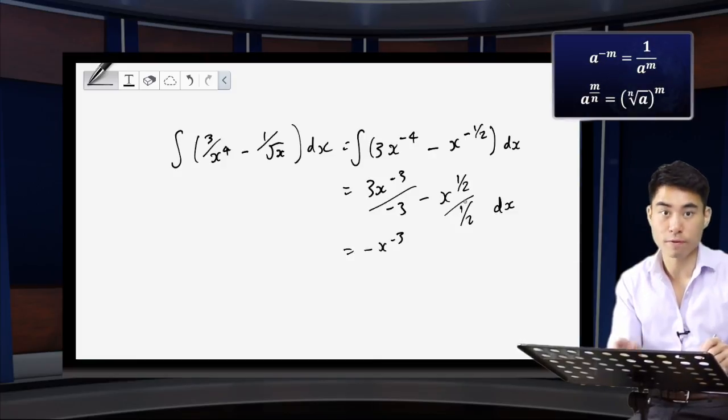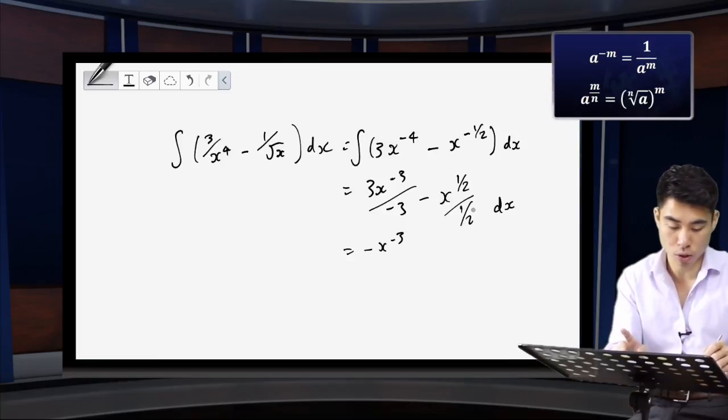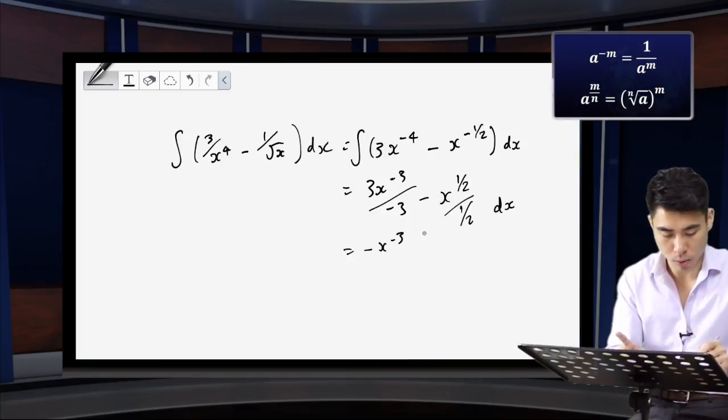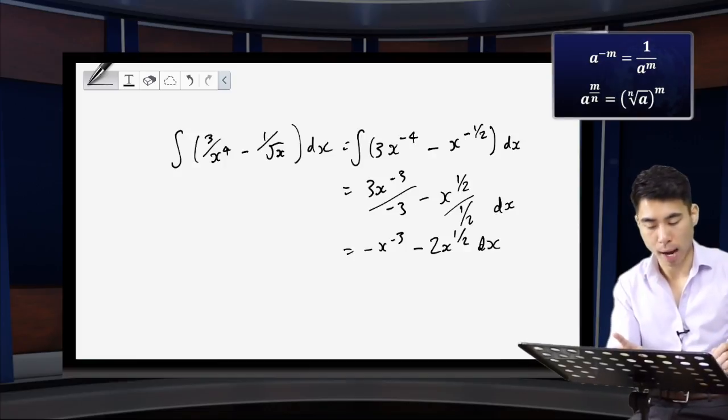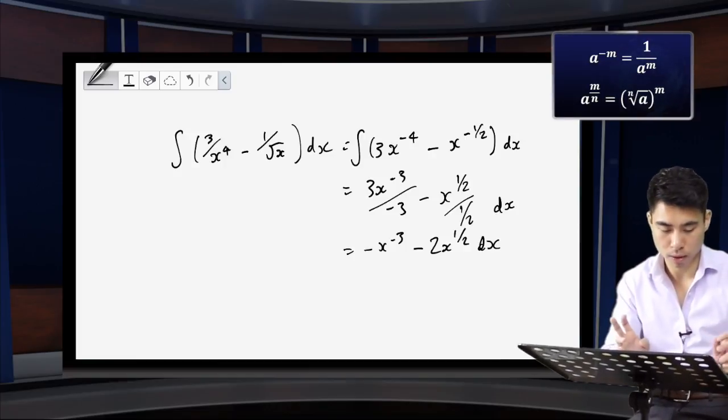Again, we don't like fractions within fractions, so rather than having this fraction on the bottom, I can flip it over, bring it out to the front, minus 2 over 1, or just 2x to the half dx. And that would be our final answer for that one.